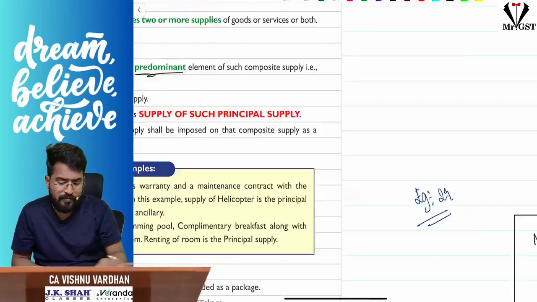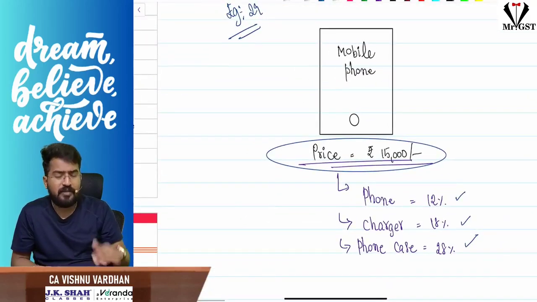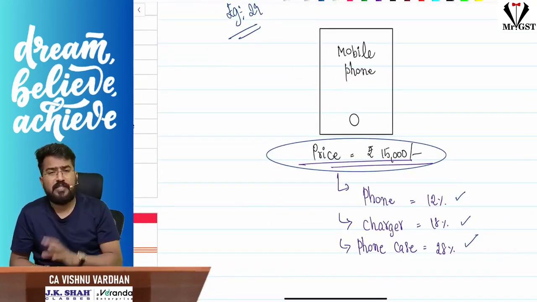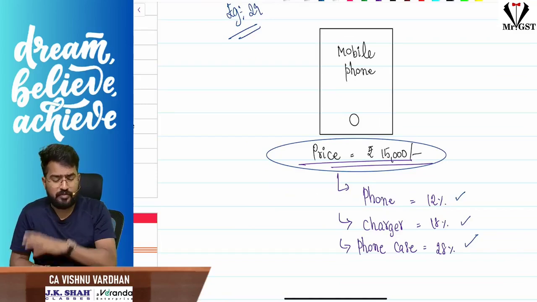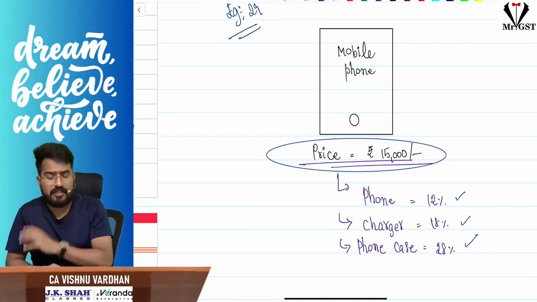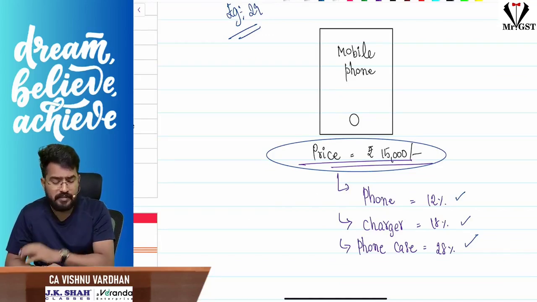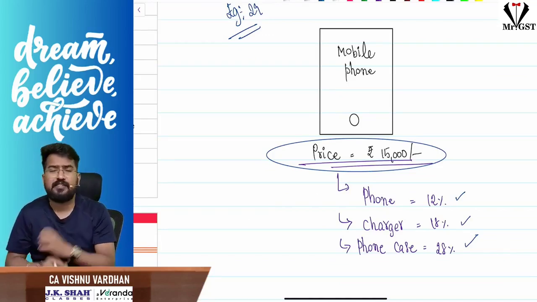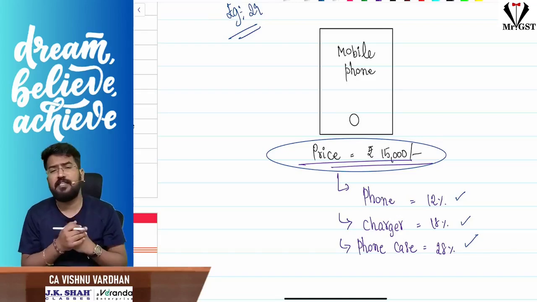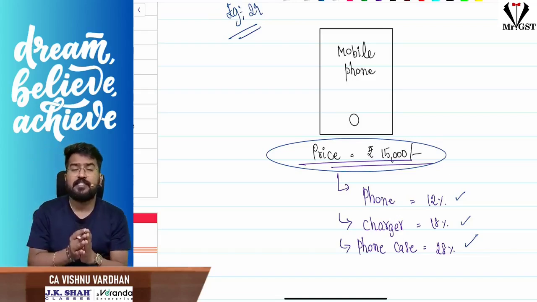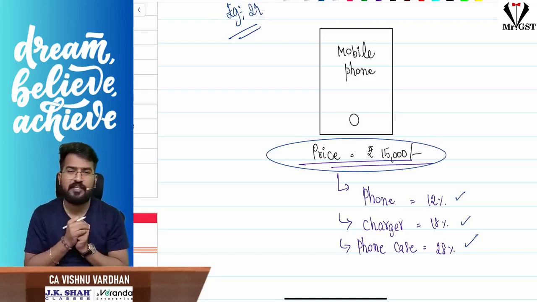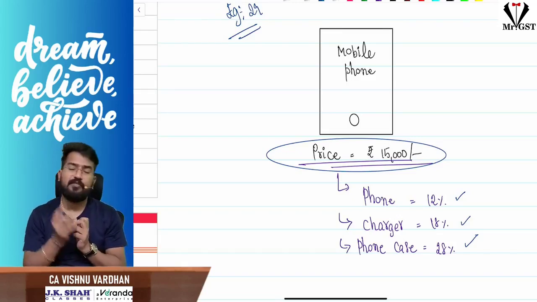For example, sir, you are buying a mobile phone for 15,000 rupees, and you don't know the breakup. For 15,000 rupees, you are getting the phone, charger, phone case, all that stuff, at 12%, 18%, 28%, like this. In such a case, what is the tax treatment? This is a bundle of supplies flowing towards me for one single price. In such cases, what is the predominant supply? That is what I have to understand.